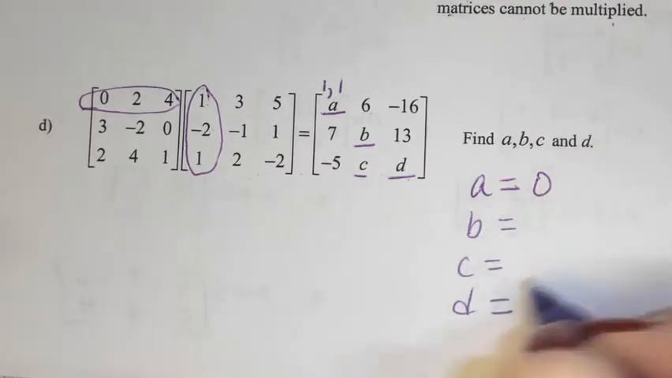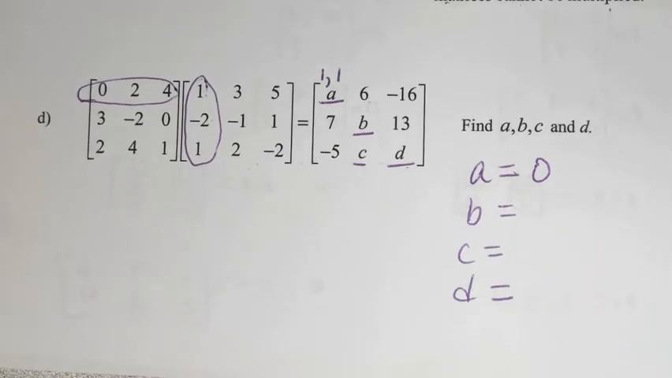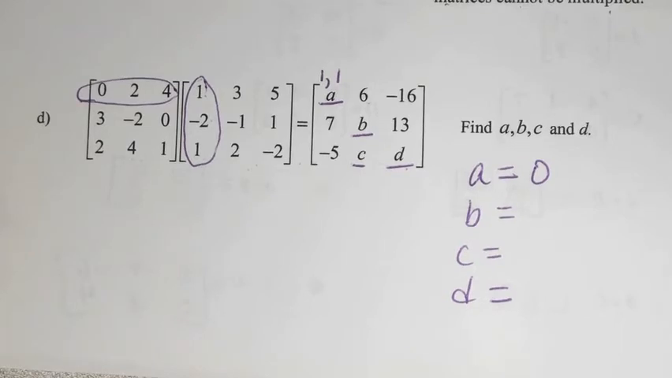To find B, B is going to be in that second row, second column. So finding B, we're going to have to use that second row from the first matrix and that second column from the second matrix. We're going to have to make sure we match them up, and then we're going to have to add them together after we've multiplied each of the values. So you can be thinking about, on your own, what would you get on that? So you would have to do 3 times 3, etc. See what you get.